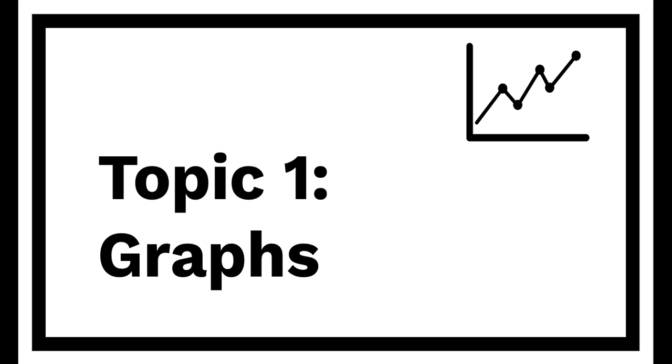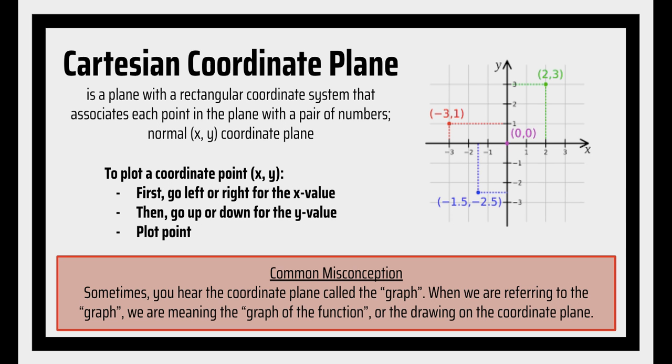Today, we're going to be talking about topic 1, which will be covering graphs. We're just going to talk about some of the key characteristics of different graphs. The first thing I want to talk about is the Cartesian coordinate plane.